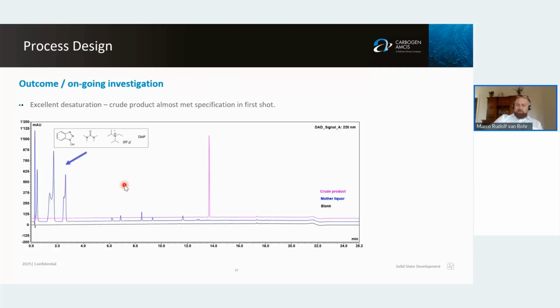How did the first shot look? We saw an excellent desaturation here. In pink, we have the crude product. In blue, the mother liquor with all the very polar material, in addition to DMF, and purging into the mother liquor was very good, so we took care.